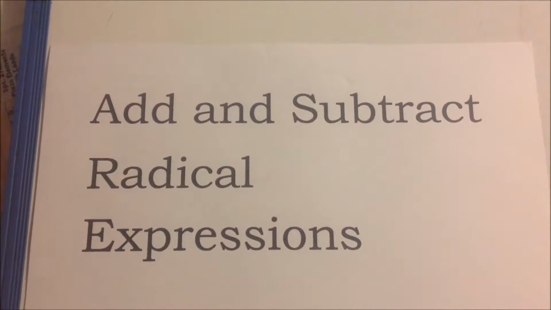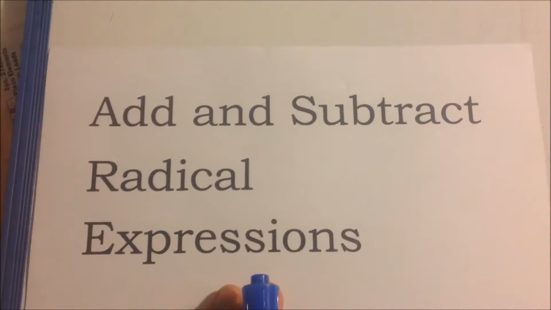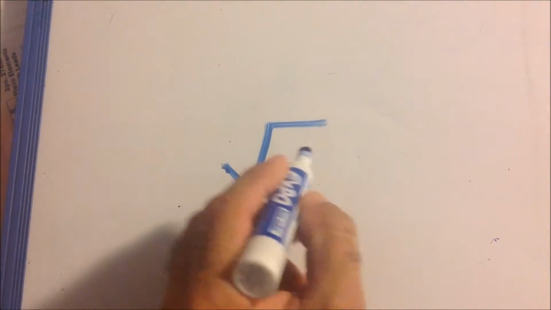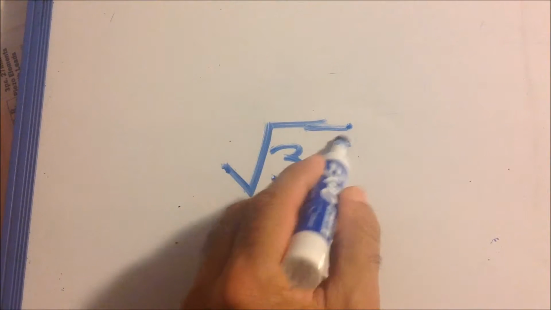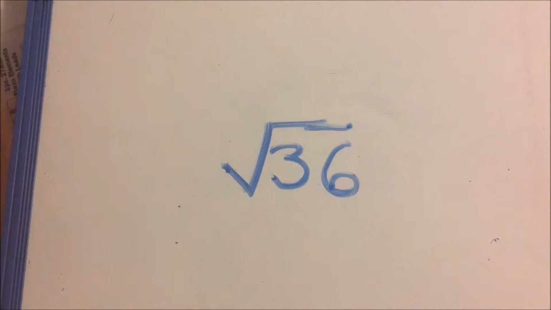Here's a video on adding and subtracting radical expressions. So let's look at a radical. We know this is a square root sign, and it's a radical sign. Let's say the square root of 36. We know the square root of 36 is 6, because 6 times 6 is 36.